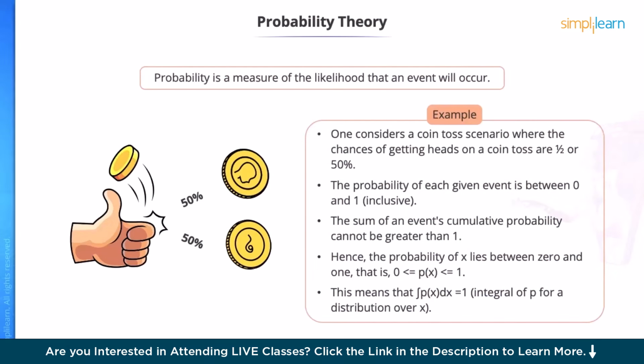Introduction to probability. Probability theory. Probability is a measure of the likelihood that an event will occur. Let's consider an example of a coin toss, where the chance of getting heads on a coin is 1 by 2, or 50%. The probability of each given event is between 0 and 1, both inclusive. The sum of an event's cumulative probability cannot be greater than 1. Hence, the probability of an event X lies between 0 and 1. This means that the integral of the probability distribution over x equals 1.